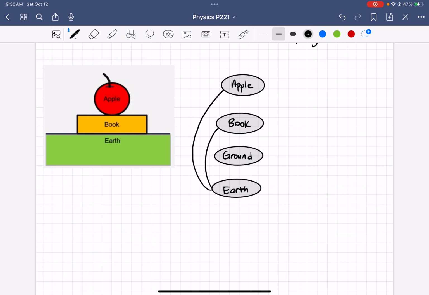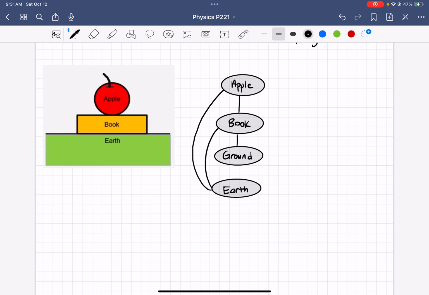And then the book is also in contact with the apple, so there's an interaction there. Another thing I can do is I can label each of these lines if I want to indicate what type of force is being shown. So for the two lines connecting the Earth to other objects, those would be gravitational forces. So one notation I could use is I could write just F sub g for force of gravity.